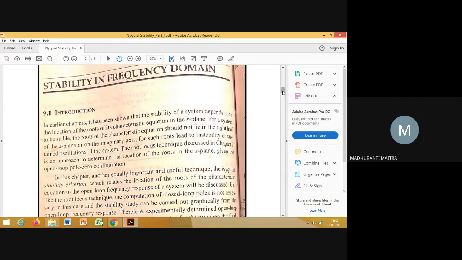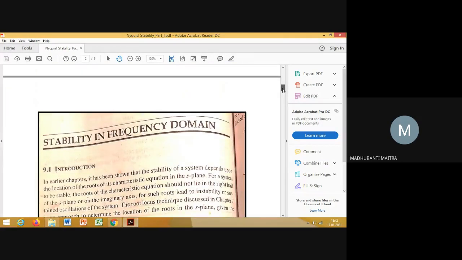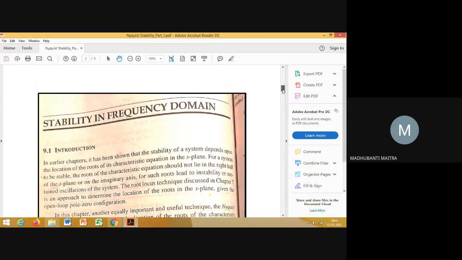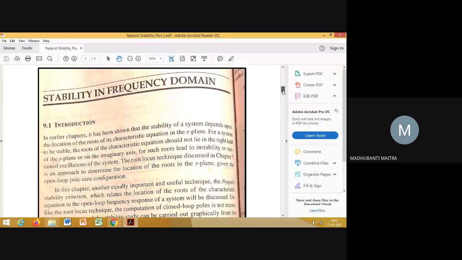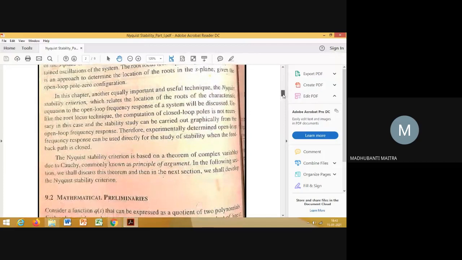Now, stability in frequency domain. That is our last topic. We'll study Nyquist stability criterion. We'll study a stability criterion which is a frequency domain based stability criterion.